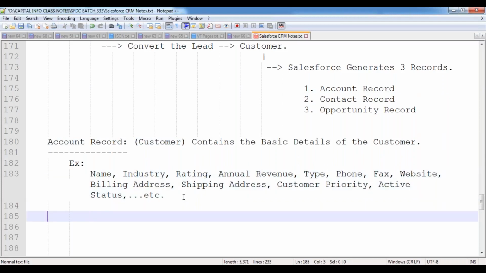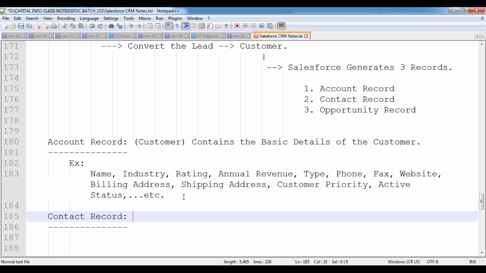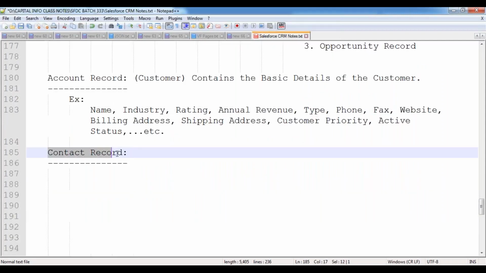Okay, now the second one, the contact record. What is this contact record? Contact means contact details. In order to contact this customer, whatever contact details are required, all this information is available inside this contact record. Like we have a person, then how can we contact him based on some details, such as his phone number, fax number, email ID.